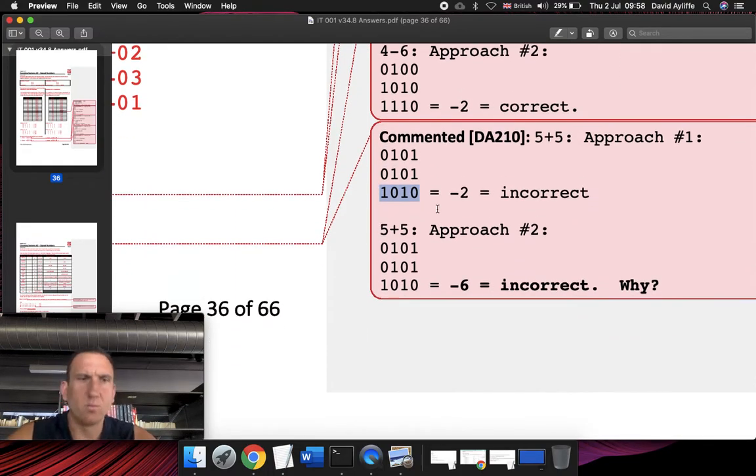Okay, well, there's a reason for that, so let's explore it. So again, we've got 5 here. Now, if 2's complement works, we would expect this to work. So let's see why it doesn't.